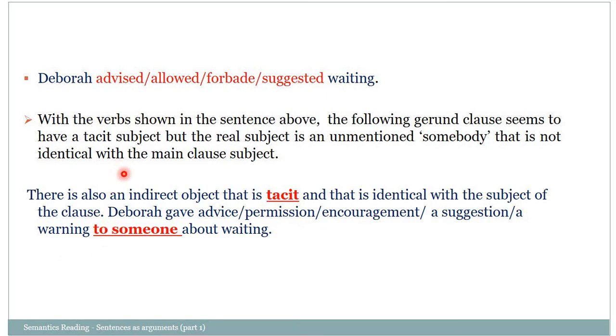Let's look at another form of the sentence. Deborah gave advice, permission, encouragement, a suggestion, or a warning to someone about waiting. You can see it might also be the indirect object form. In the first example, the tacit subject is somebody. Somebody waits, somebody should wait, somebody must wait, but it is somebody which is tacit here. But in the second example, Deborah gave advice to someone. Here it became an indirect object, but it can also be omitted because it is a tacit indirect object in this example. So this is the end of the gerund clauses as well.